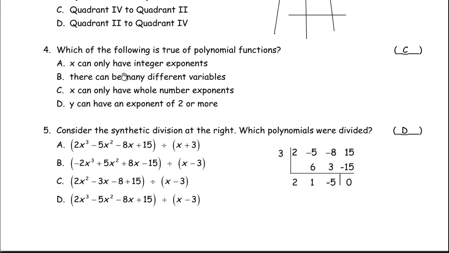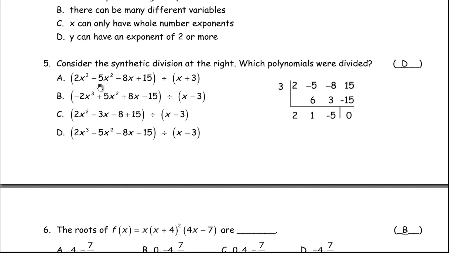For number 4, which of the following is true of polynomial functions? And C is the correct answer because x can only have whole number exponents. It can't have integer exponents unless they're positive integers only, because a negative integer would mean the exponent is no longer a positive number.